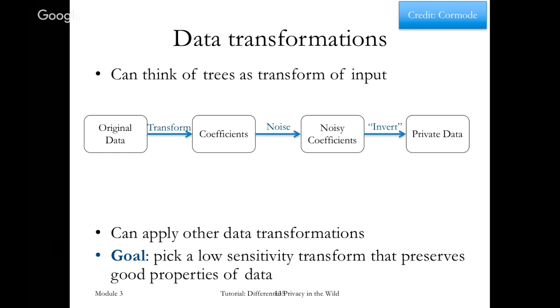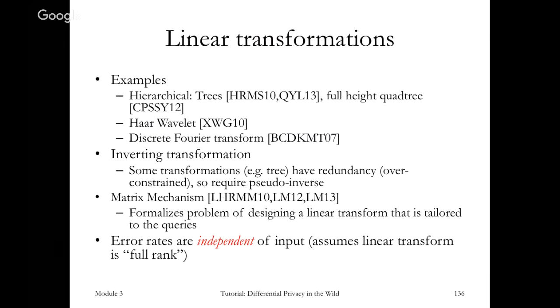The tree is just one example of a data transformation, but there are lots of different transformations we can consider. The goal is to pick a low sensitivity transformation that preserves good properties of the data. The tree is explicitly designed to support long range queries accurately, but depending on your workload, you might want to emphasize other aspects. And so in fact, a large number of different data transformations have been proposed. Almost all of them are linear transformations of the original domain of the data: various tree structures, wavelets, Fourier transforms. With all of these, you can invert the transformation.